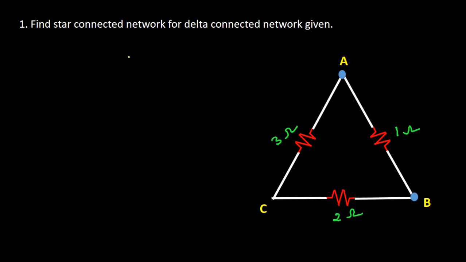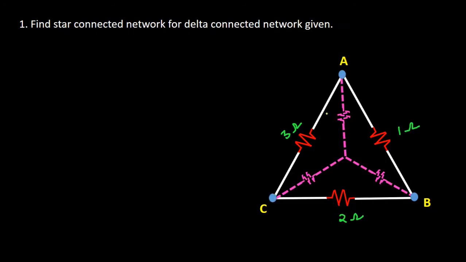First is to find the star connected network for the delta connected network given. So here we have one delta connected network and we have to find the equivalent star connected network for this circuit. For this we draw one star connected network inside this delta connected network like this. Let this resistance be RA, this resistance RB, and this resistance RC. We have to find RA, RB, RC by using the formulas which we have derived.